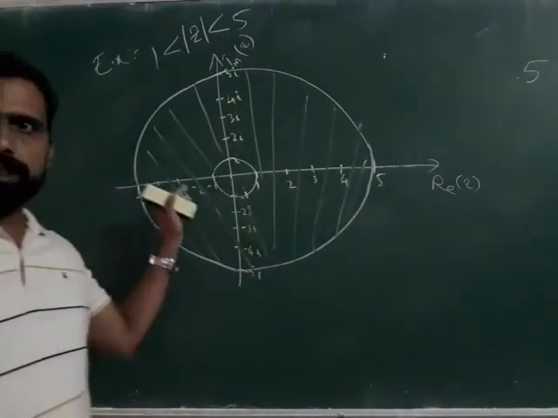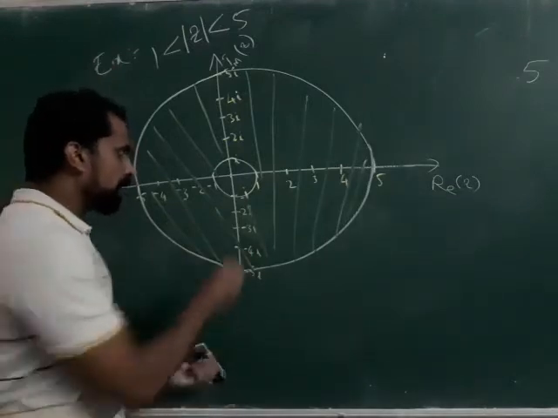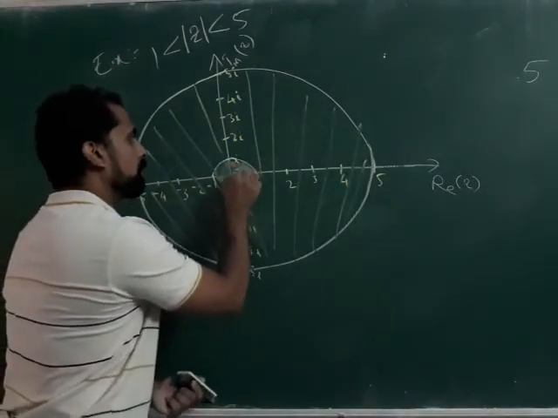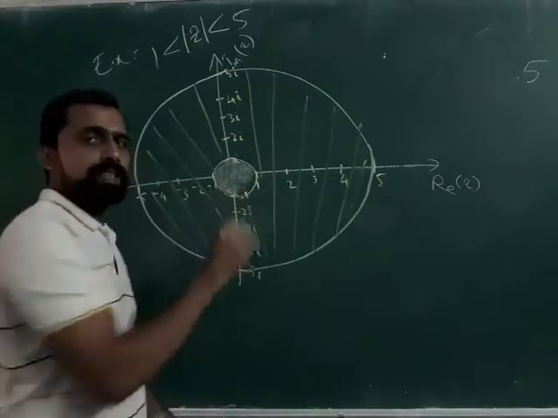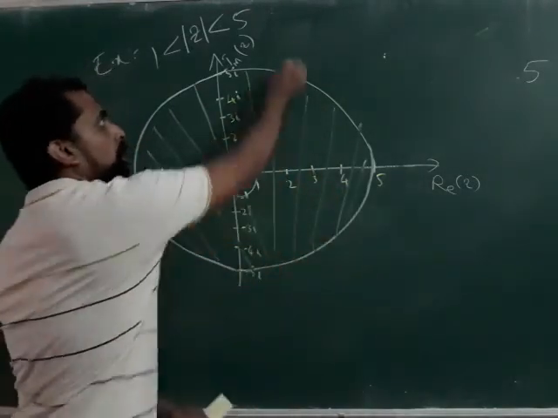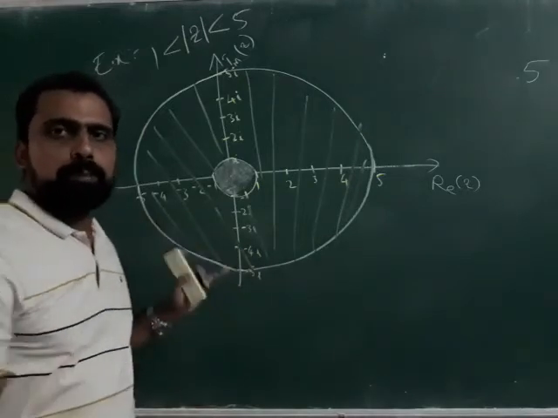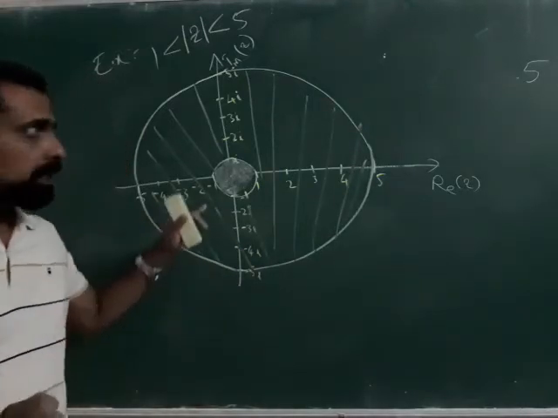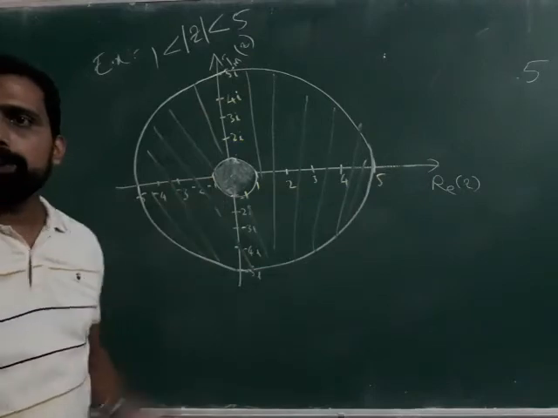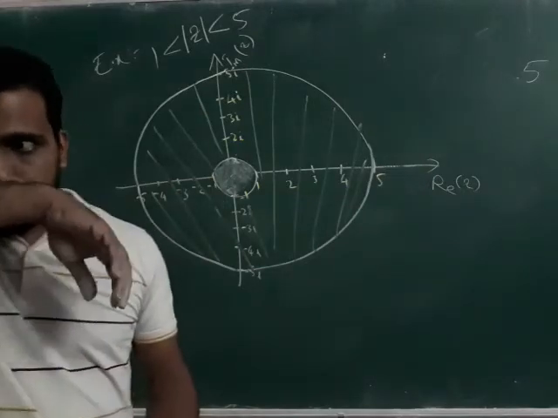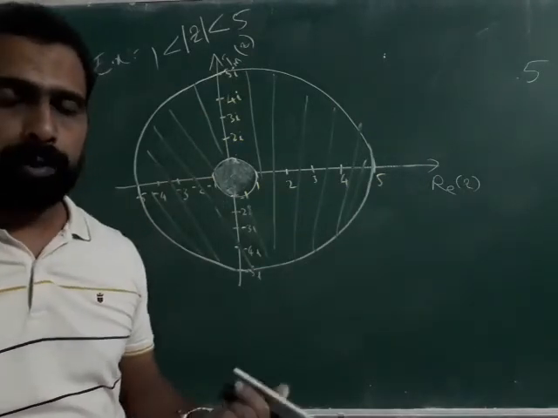Okay, so this is the region. This point is not included. This is excluded. This point is not under our consideration in our problems. And all the other regions outside 5 are also not included in our problems. So this is the way to draw a complex region.